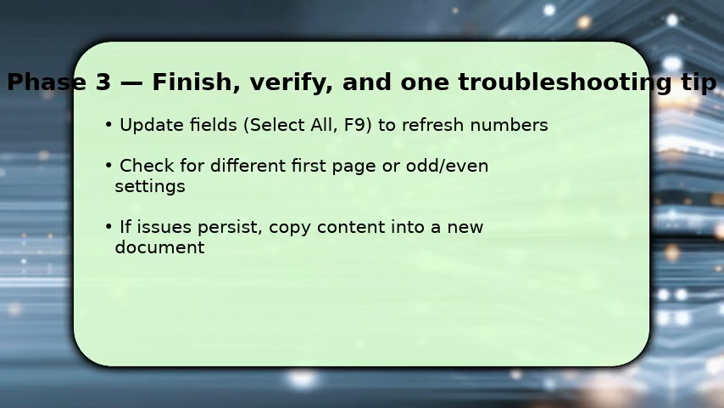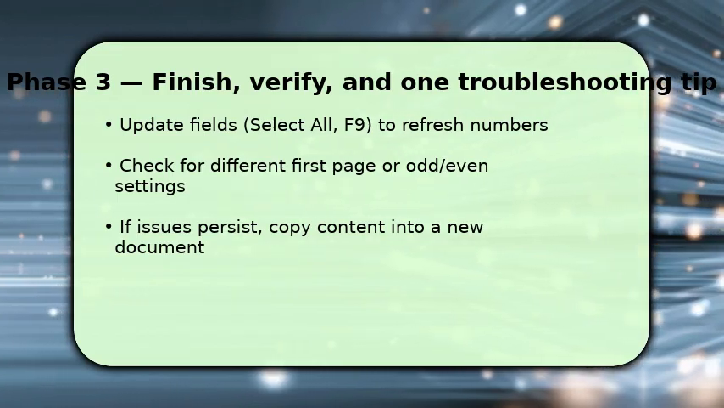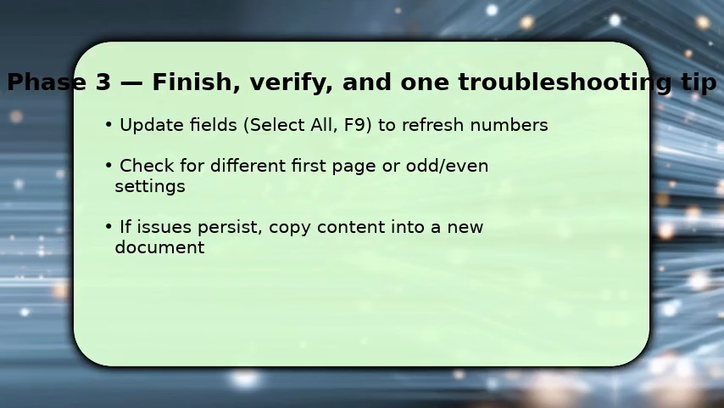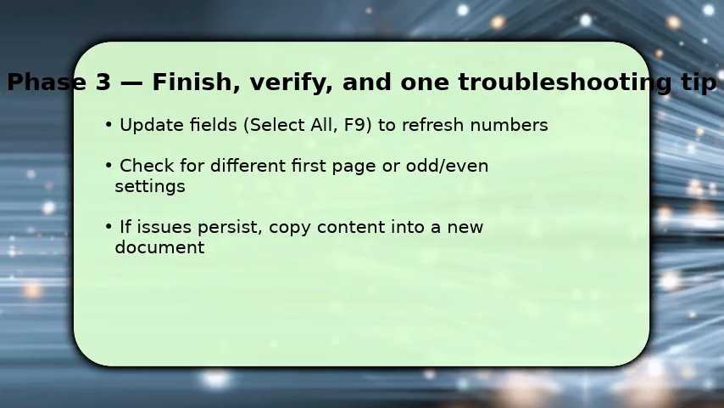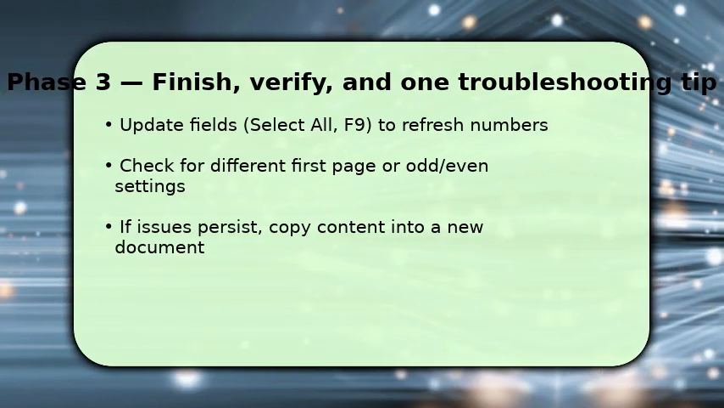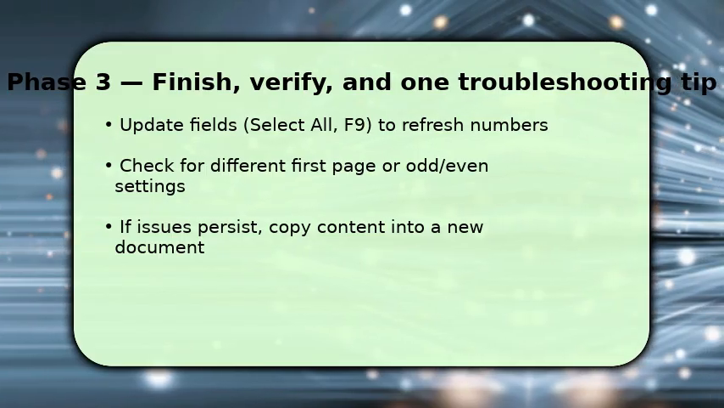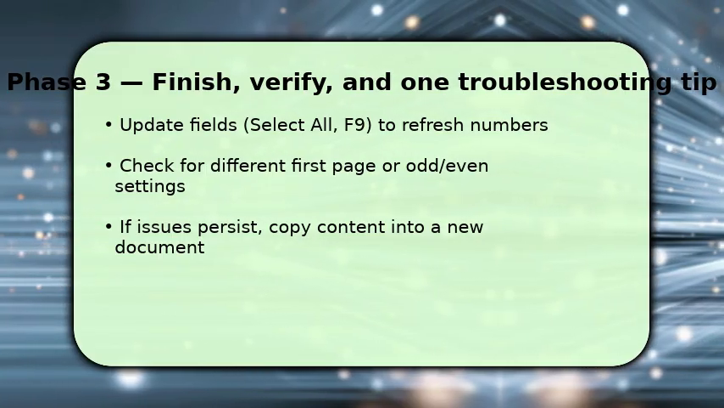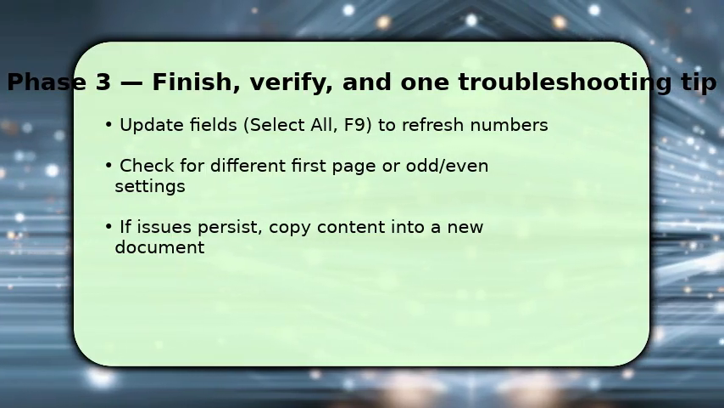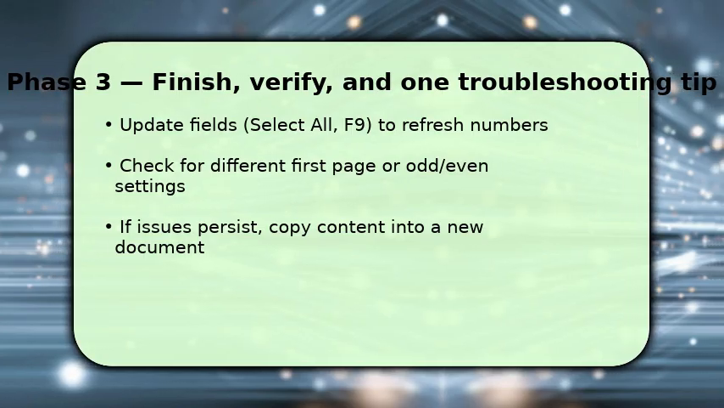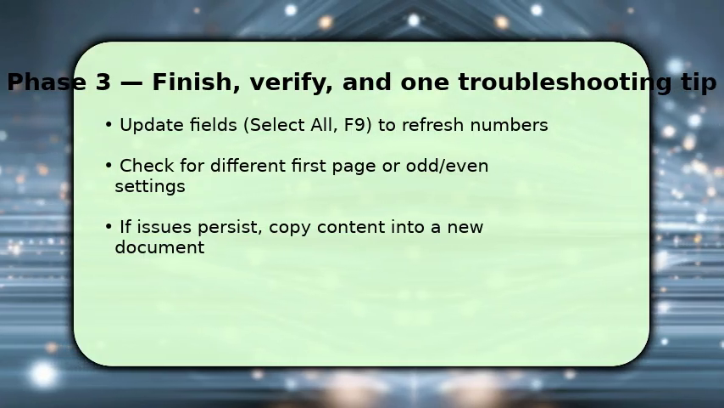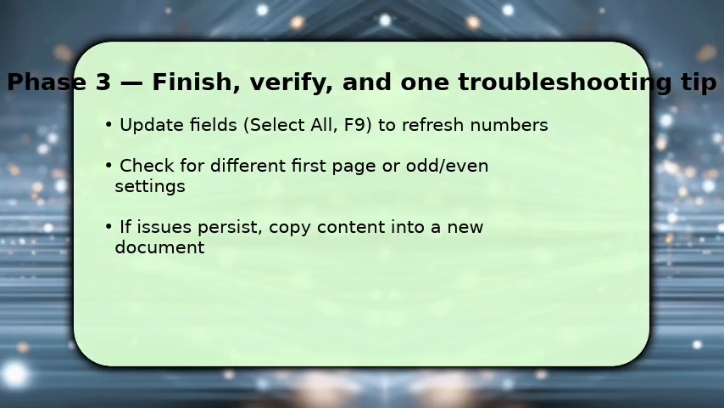Make sure different first page or different odd and even settings haven't been applied accidentally, because those suppress numbers on some pages. If numbers still misbehave, copy the body content, excluding headers/footers, into a new document and reapply clean section breaks. This often removes hidden corruption. If that fails, use your backup and repeat carefully.